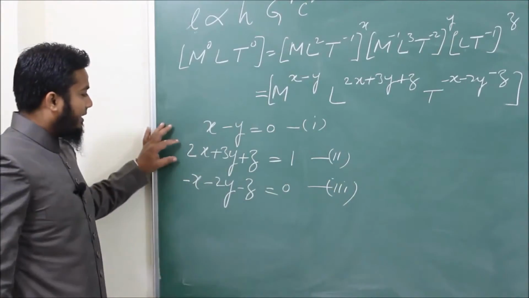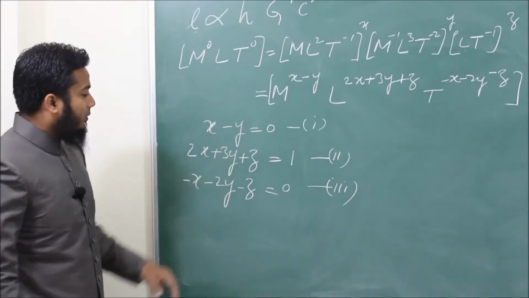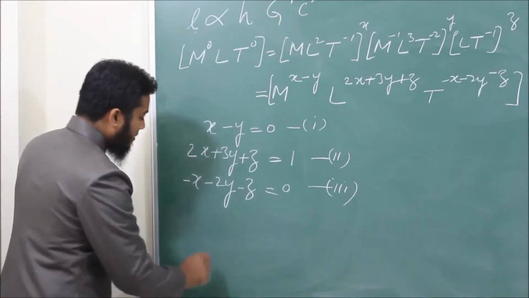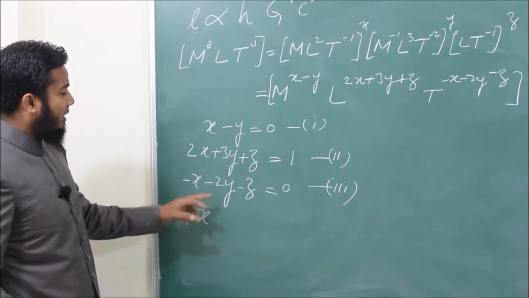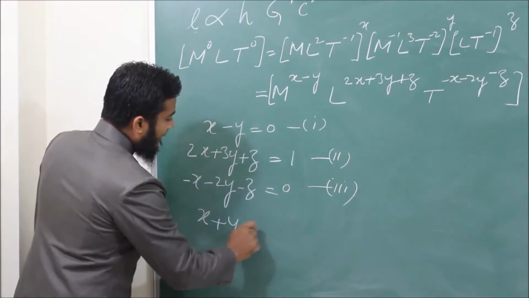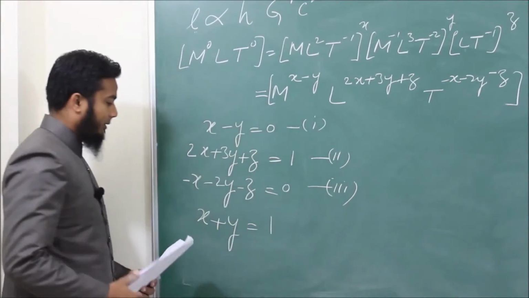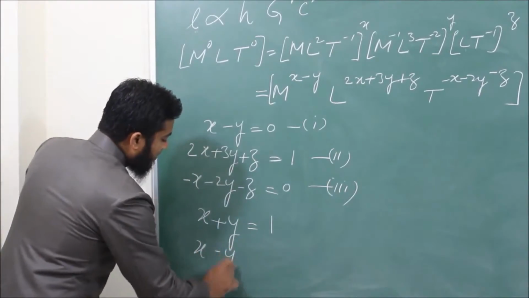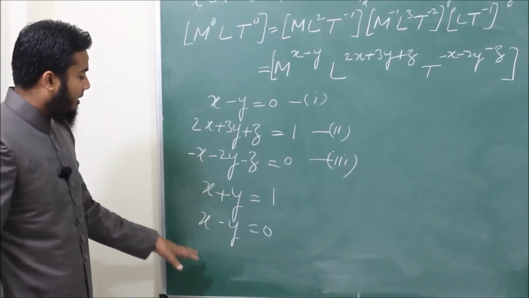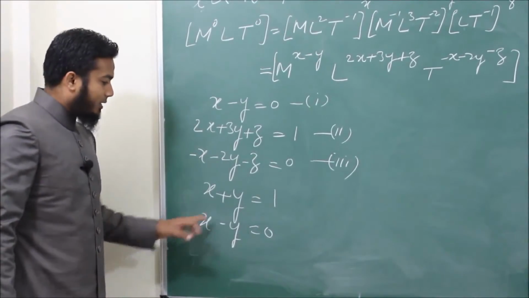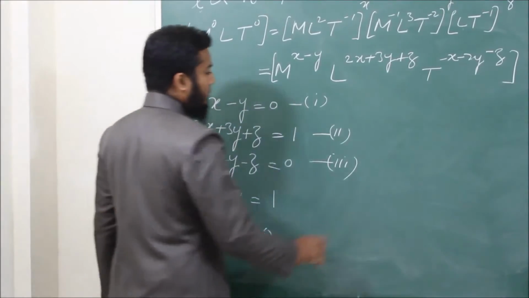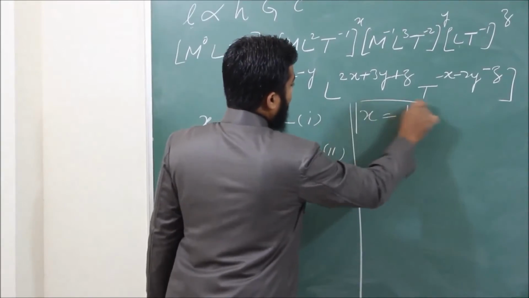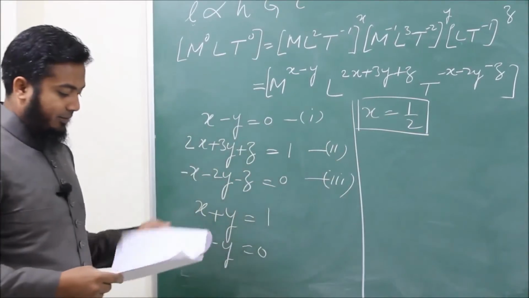Now again, if I add these two equations, second and third, Z will be eliminated and you are left off with 2X minus X, so just X, and then 3Y minus 2Y, so just plus Y, and on the right hand side is now 1. So X plus Y is equal to 1, and write the equation below this one. So X minus Y is equal to 0. Now add these two, Y will be eliminated and you will get the value of X. So 2X is equal to 1, or X is equal to half. The value of X is half.